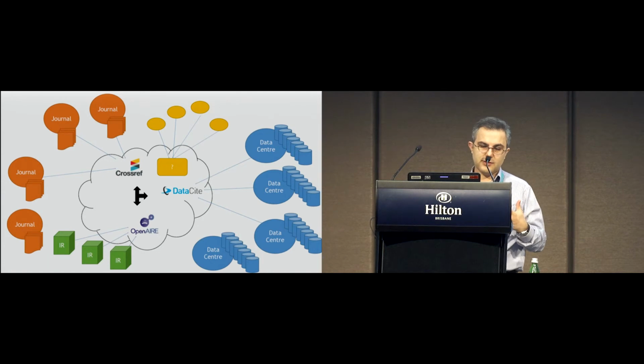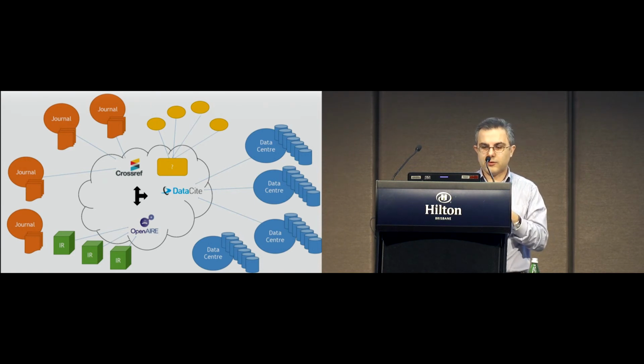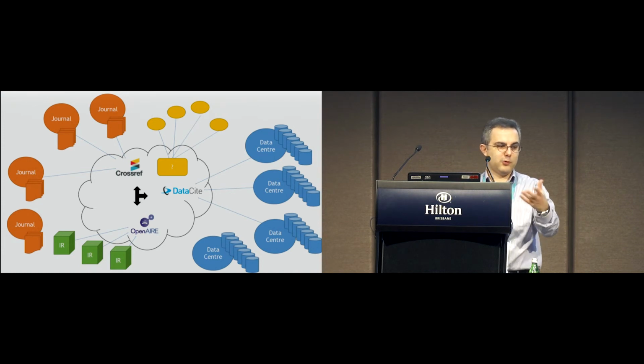The other option is that if you are a separate repository, you can contribute to this pool of links. For example, DataCite does it, Crossref does it, OpenAIRE does it. That yellow box can be you, can be your institution, can be Fedora, for example, that pushes the information to this pool.